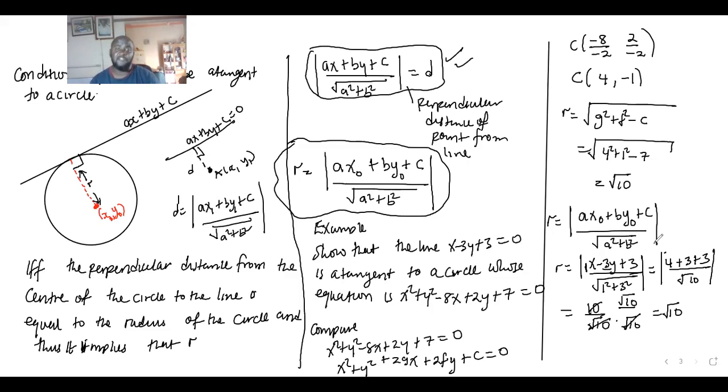So we remember in the definition I said you just need to prove that the distance r, which is from the center to the tangent, is the perpendicular distance of that line to that point, which is the center of the circle. If you conclude that they are both the same as r, then you have proved that it is a tangent.